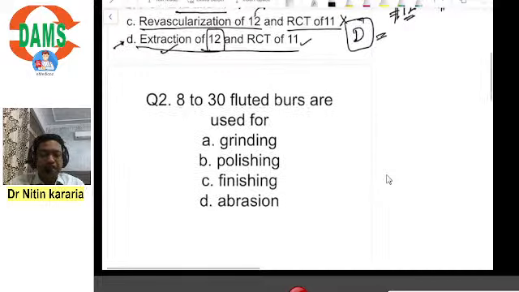The question number 2 says 8 to 30 fluted burrs are used for what? Grinding, polishing, finishing, or abrasion of the tooth surfaces. Now, what are dental burrs? Dental burrs are basically bladed cutting instruments, and most of the time the burrs have got even number of blades.